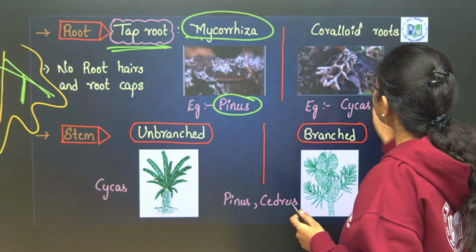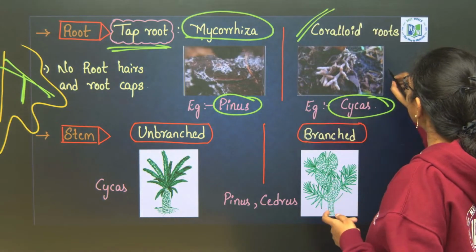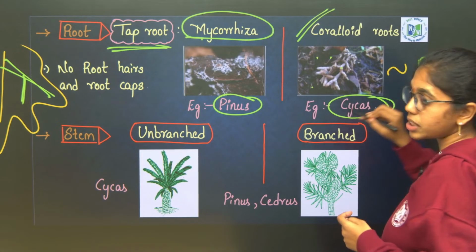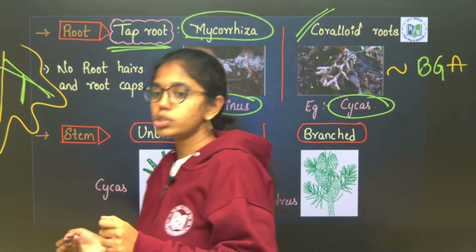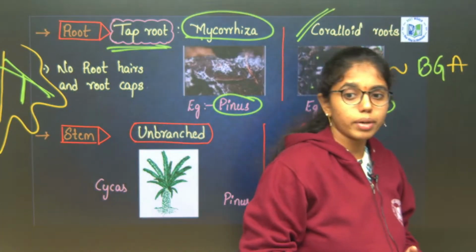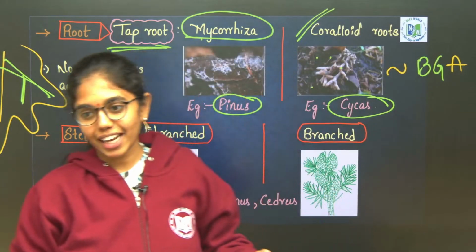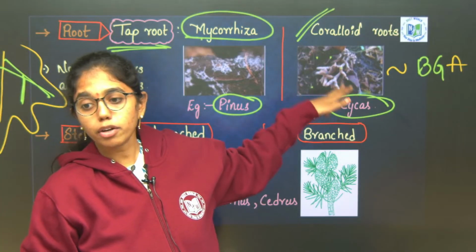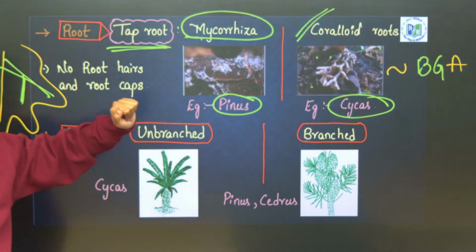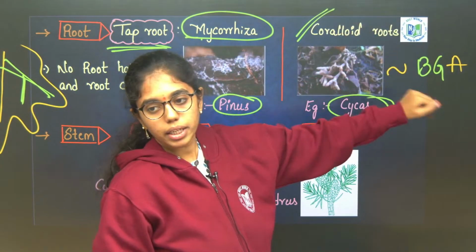And then in Cycas, if you see, coralloid roots are observed. What are these coralloid roots? It is a symbiotic association between the roots and blue-green algae. Blue-green algae, that is cyanobacteria, is well known for nitrogen fixation. Name a few cyanobacteria: Nostoc, Anabaena, Oscillatoria, Aulosira, all these are blue-green algae. They aid in nitrogen fixation. In turn, they are getting shelter on the roots. This is the benefit of the symbiotic association with cyanobacteria.